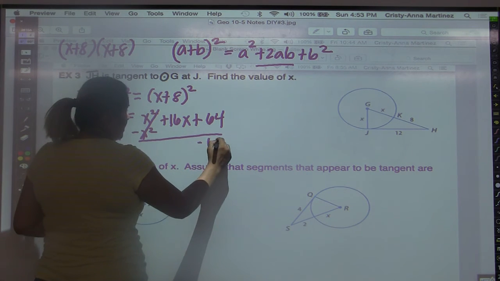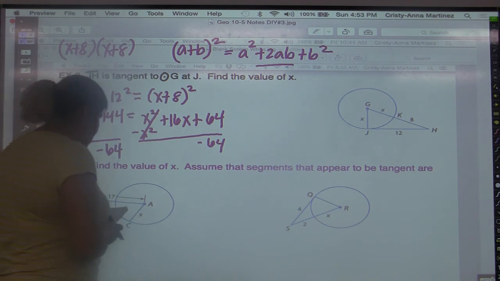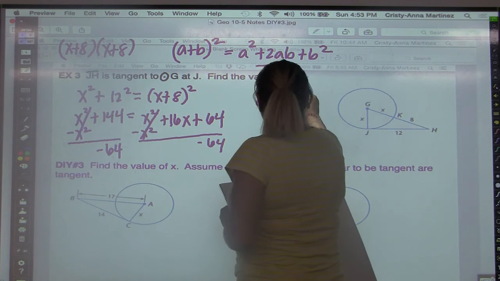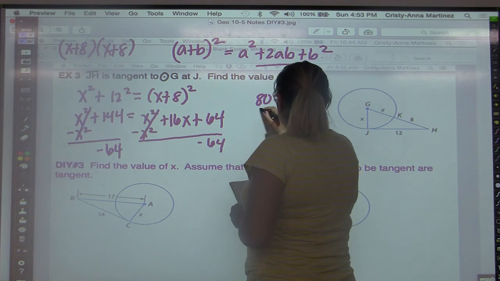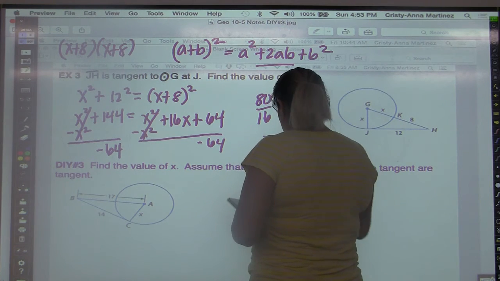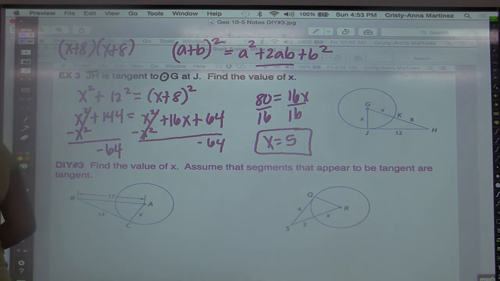So we're going to subtract the 64 to this side. And 144 minus 64 is actually 80. And on the other side we have 16x. And when we divide by 16 on both sides, we get that x actually equals 5. And that's what they wanted us to do, find the value of x. So x equals 5. So that is how that little cookie crumbles.